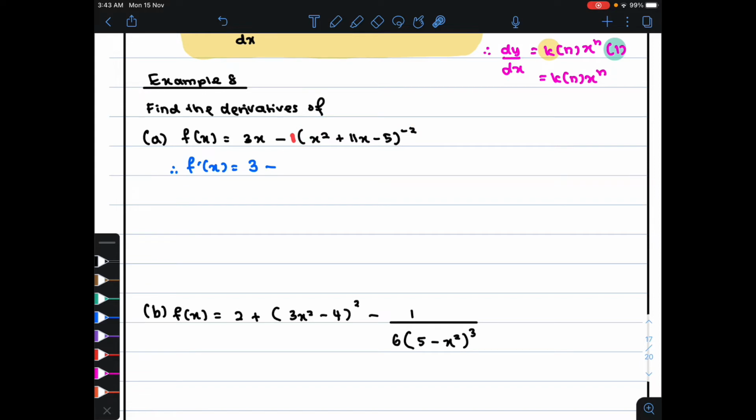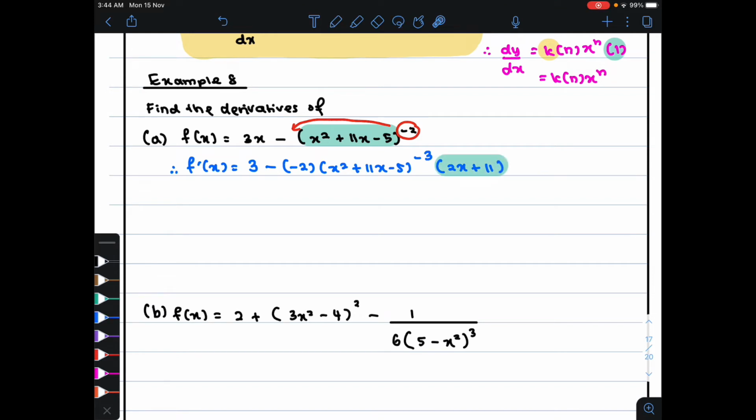The constant is 1, so it's just 1 here. Bring power to the front. So this is the function with the power n, so just copy down the function. What happens to the power? It will become negative 2 minus 1, which is minus 3. But don't forget, you need to differentiate the function with the power. So you'll get 2x plus 11.